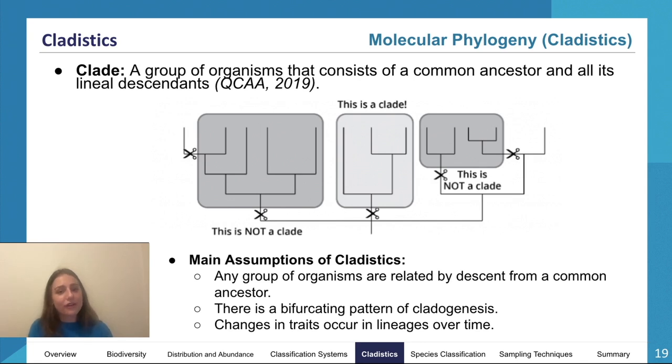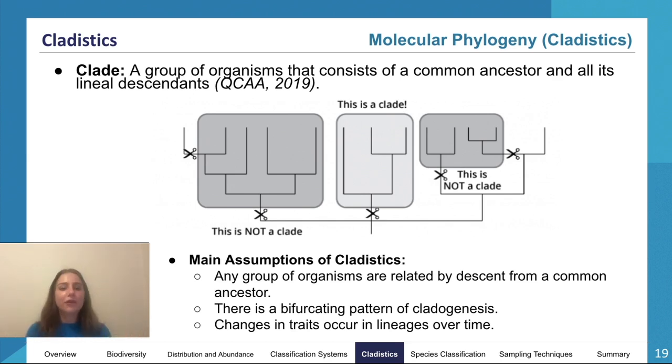You can see that cladograms include something known as a clade, as we have circled in that light grey box there. And a clade is really just a group of organisms that consist of a common ancestor and all of its lineal descendants. So essentially, if you trace all the organisms in a group back to a single common ancestor without leaving out any descendants, then you have a clade.